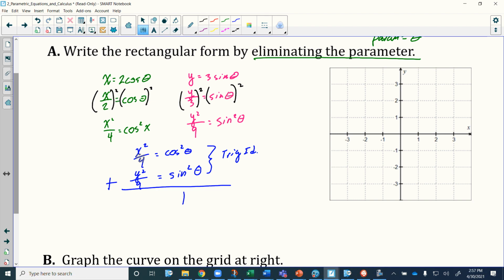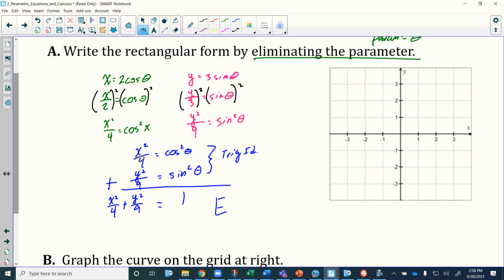So by isolating the terms with theta, sine and cosine, squaring them and then adding them together, we're creating a way of eliminating the third variable, the parameter theta, and I'm left with x squared over 4 plus y squared over 9 equal to 1. And that is the equation of an ellipse.